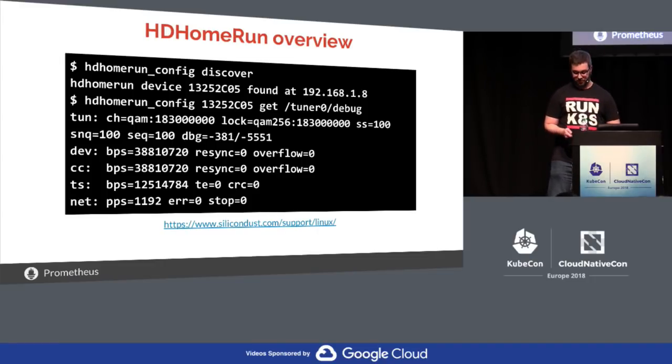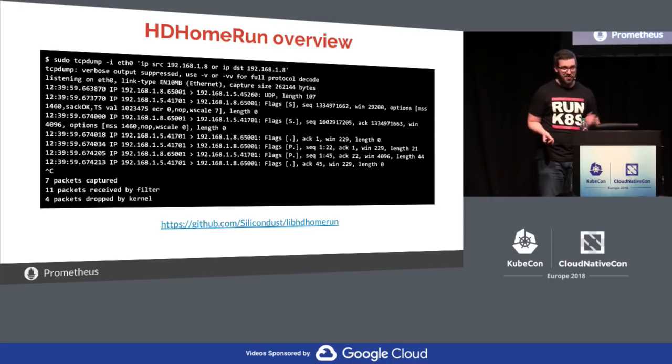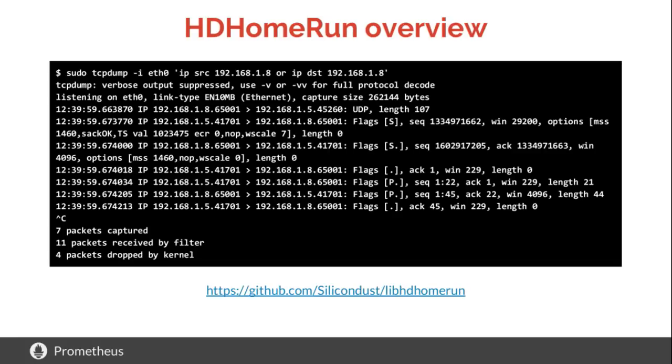So naturally, I bust out tcpdump and start looking around at all these packets, but it turns out I didn't ever need to do that because SiliconDust actually has an open source library called libhdhomerun written in C.